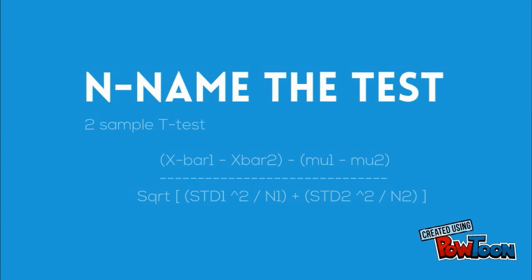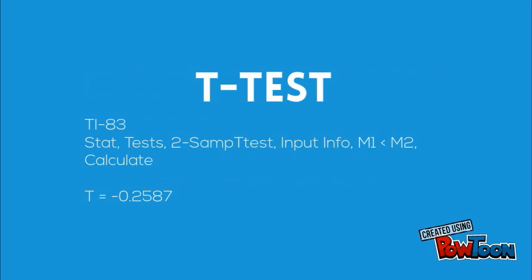For our N, we are going to use a two-sample t-test, of which on top we will have x̄1 minus x̄2 minus (μ1 minus μ2), over the square root of the standard deviation of the first one squared over n1, plus the standard deviation of the second one squared over n2. Now for our T, we're actually going to do the test. In our TI-83, we will go to STAT, TESTS, then to the two-sample t-test, input our information, set μ1 less than μ2, and calculate it.